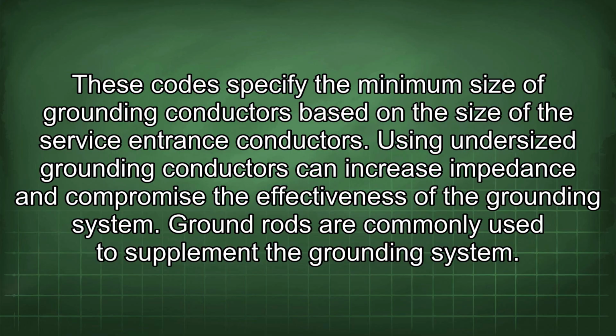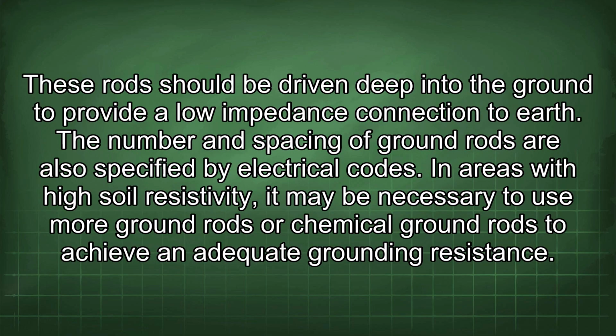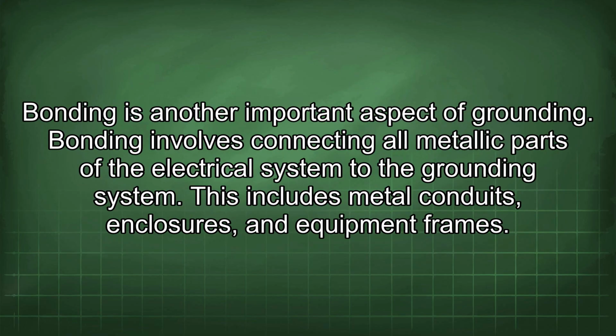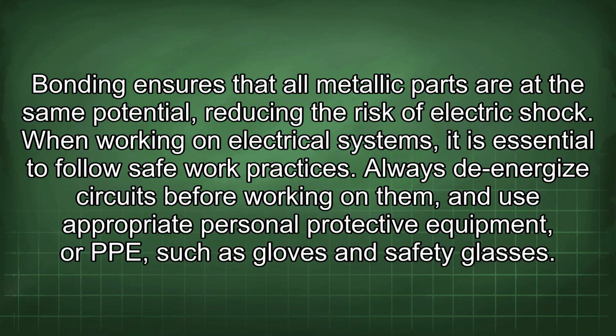Ground rods are commonly used to supplement the grounding system. These rods should be driven deep into the ground to provide a low impedance connection to earth. The number and spacing of ground rods are also specified by electrical codes. In areas with high soil resistivity, it may be necessary to use more ground rods or chemical ground rods to achieve an adequate grounding resistance. Bonding is another important aspect of grounding. Bonding involves connecting all metallic parts of the electrical system to the grounding system. This includes metal conduits, enclosures, and equipment frames. Bonding ensures that all metallic parts are at the same potential, reducing the risk of electric shock.